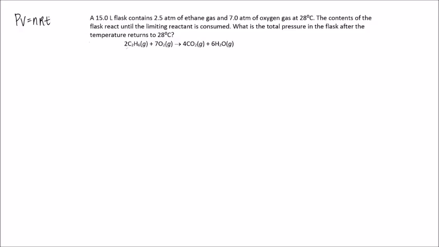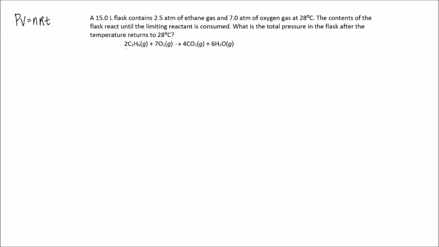So let's just jump right into this problem because it is actually a really difficult and multi-step problem. So we're going to need all the time we can have. A 15.0 liter flask contains 2.5 atm of ethane gas and 7.0 atm of oxygen gas at 28 degrees Celsius. The contents of the flask react until the limiting reactant is consumed. What is the total pressure in the flask after the temperature returns to 28 degrees Celsius? And then we're given an equation.